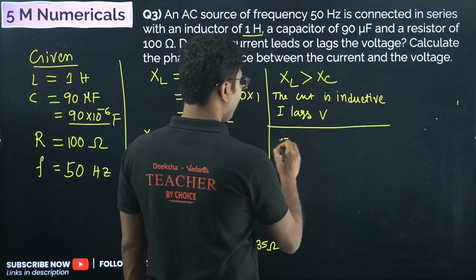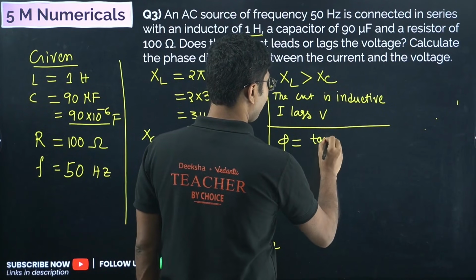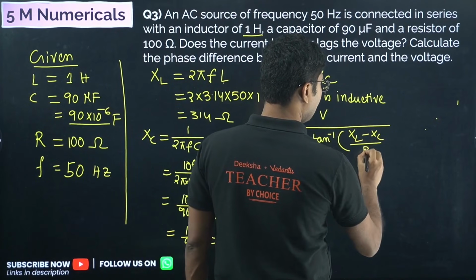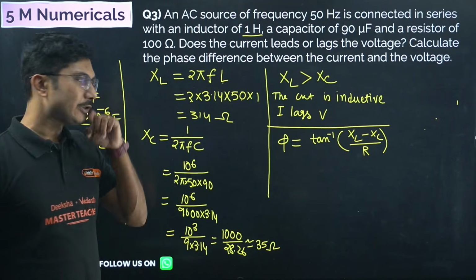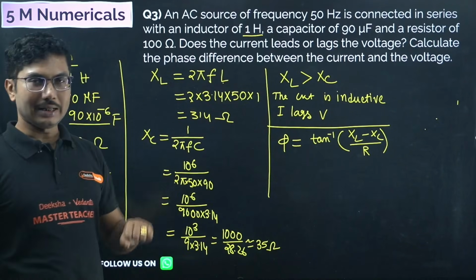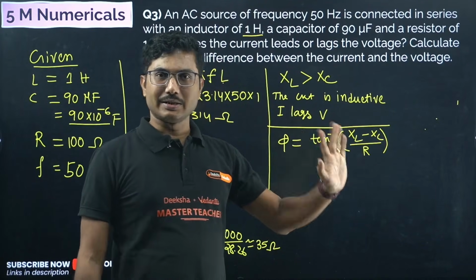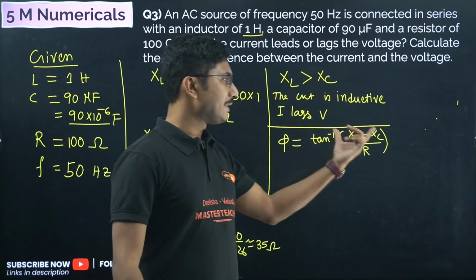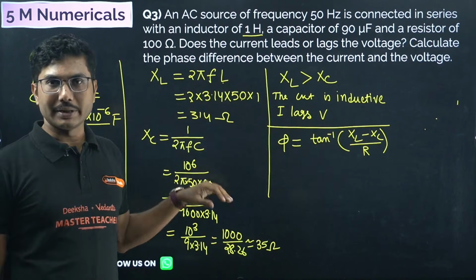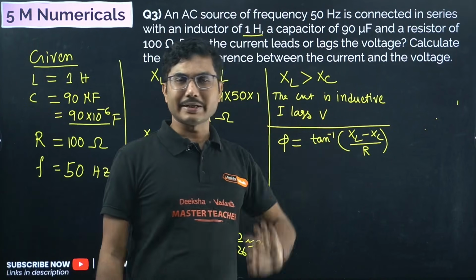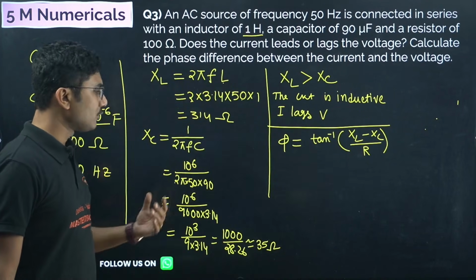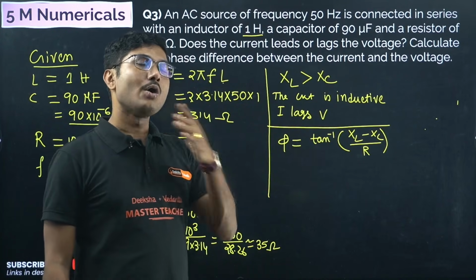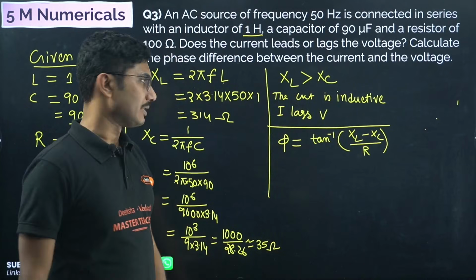Phase difference phi is given by tan inverse of XL minus XC by R. Now remember, in case you find XC is greater than XL, then you should reverse the terms. That's it. The one thing you have to remember, if XC is greater, then it will be XC minus XL. This is the general formula. In most cases XL will be greater, and then it is XL minus XC by R, done. But in some cases you might find XC is greater, so in that case you do XC minus XL, and what will change? The current will lead in that case.